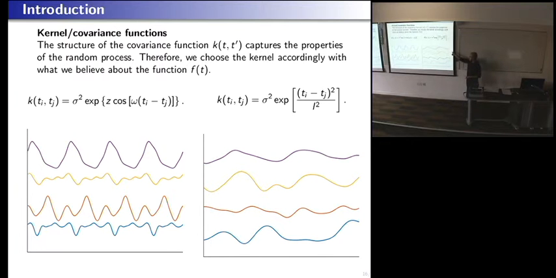Here we have four realizations of a Gaussian process using the squared exponential kernel. We see that these functions are smooth and stationary. On the other side, we have four realizations of a Gaussian process using this covariance function. We see that the properties of these other functions are different from these ones. Here we can see that there is a periodicity, there is a fundamental frequency, and some harmonics. So it's quite important to be clear that the covariance function reflects the properties of the function we are trying to model.